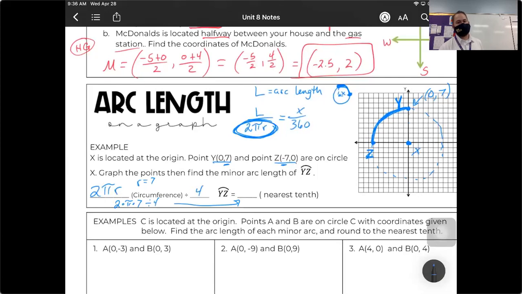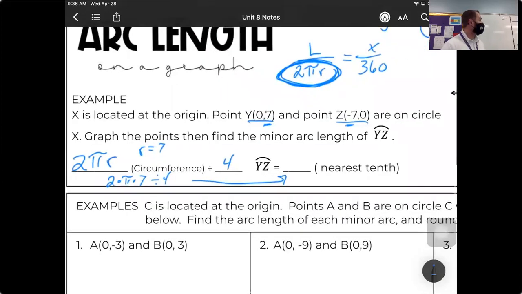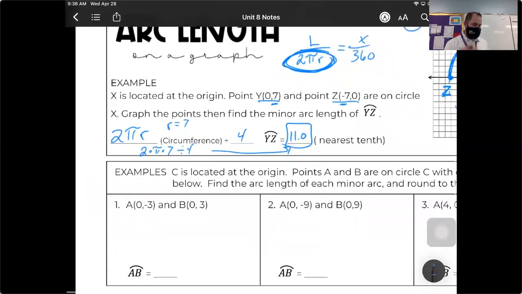That we can do all in the calculator. Tell me what we get. Use your calculator. Don't try and do it in your head. 11.0, right? It's like 10.99. Okay, 11.0. Very good.